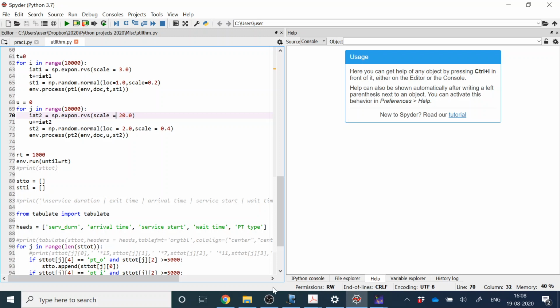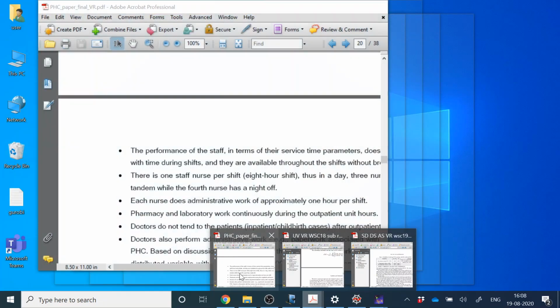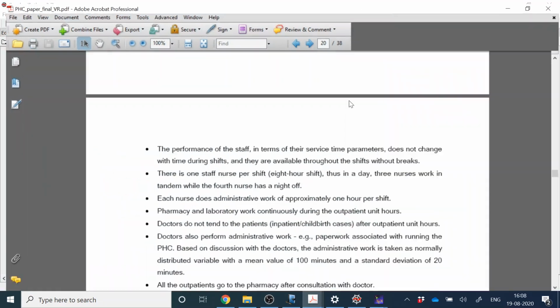Maybe you can use a uniform distribution between 10 and 20 minutes, or maybe a triangular distribution parameterized by 10, 15, 20, for example, with 15 being the mode, right? Let me give you an example of where we have done that. Again, I'll come back to the same paper.